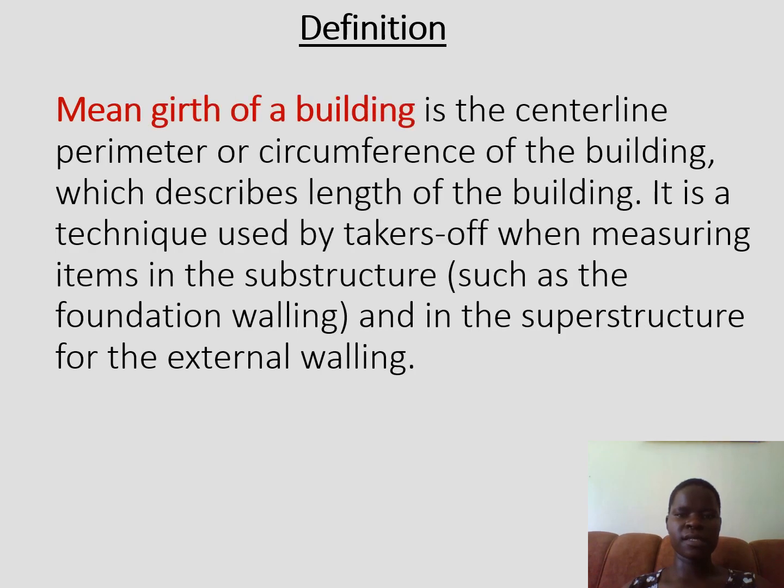Let's begin by defining the mean girth of a building. It is the centerline perimeter or circumference of the building, which describes the length of the building. We have two situations where the mean girth concept can be used. One, when we are calculating or measuring items in the substructure works, for example, in foundation walling. Two, when we are measuring the external walling.